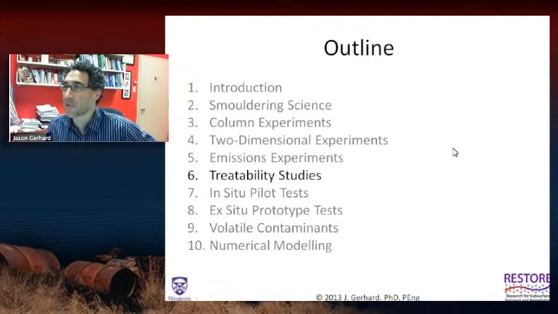I'm just going to check to see if there's any questions at this point. So I have one question here. It says, how do you avoid losing control of the smoldering reaction? And the second question is, where does all the carbon dioxide go? So the first one is, how do you avoid losing control of the smoldering reaction?